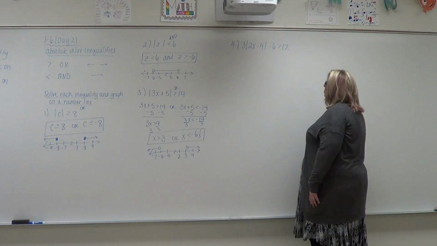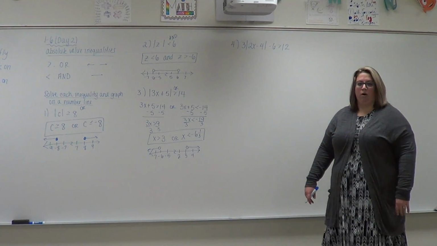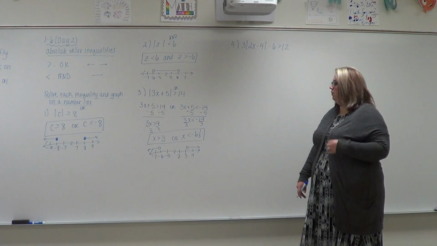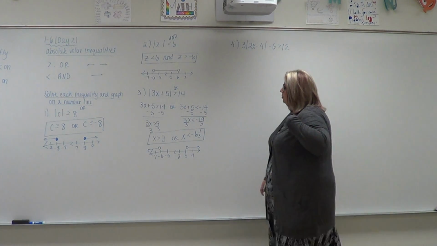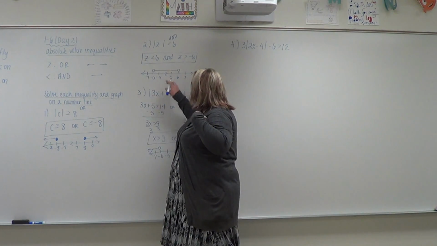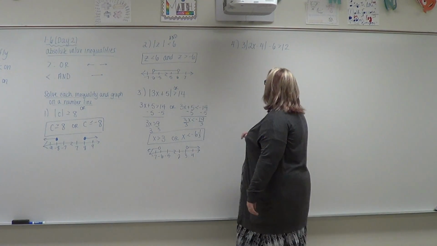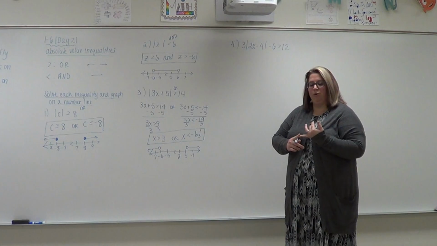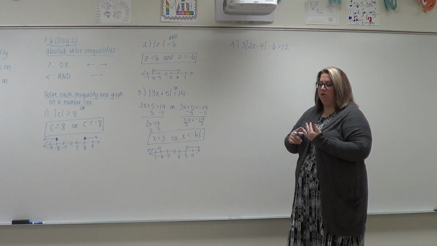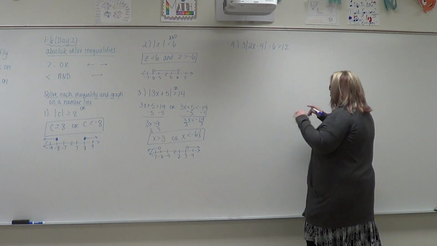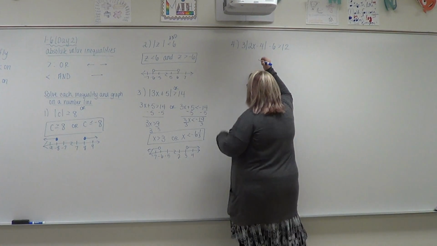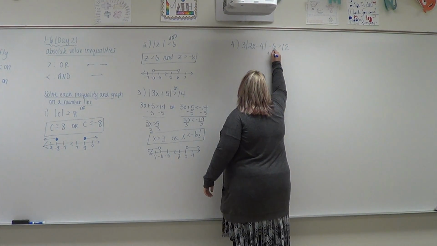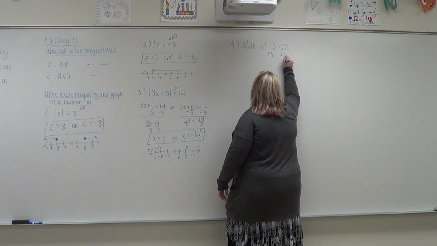Okay, before you can decide if it's an and or an or, you have to get the absolute value by itself. So for the first 3, we were good. Those are already by itself, but this one's not. So we have to get it by itself first before we can decide if it's an and or an or, and before we can split it apart. So the first thing we would do is we need to get rid of this negative 6. Excuse me. So we'd add 6 to both sides.